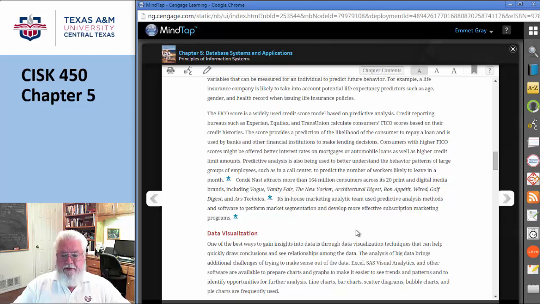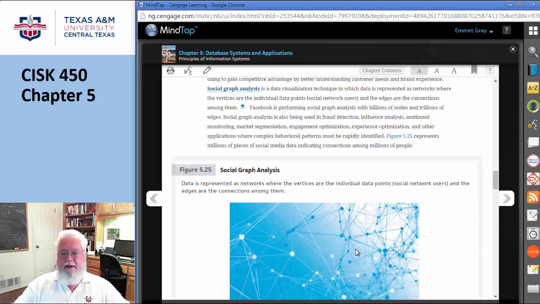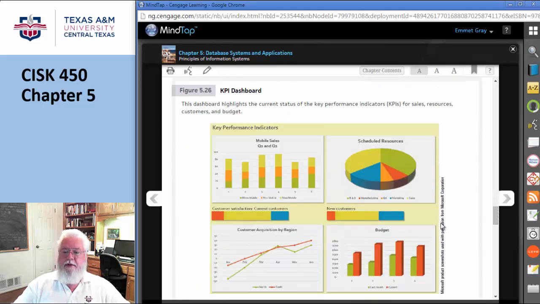Data visualization. It could be that your data is so big or so complex that it's difficult to visually present it to the user. A lot of people use what are called key performance indicators, KPIs. They'll have a dashboard, and so here's what they see. They log into the system and they're looking at mobile sales versus quarter 2 and quarter 3. And here's scheduling resources and customers and budgets.